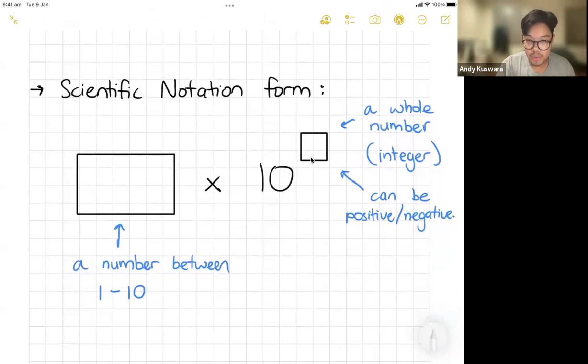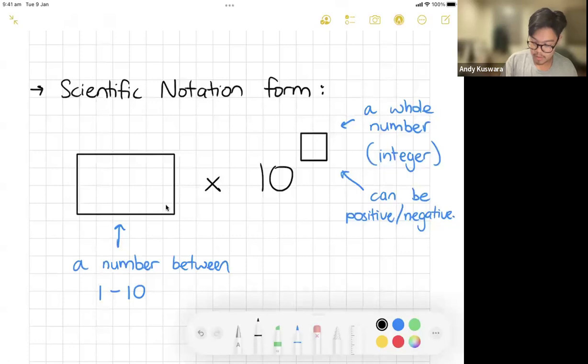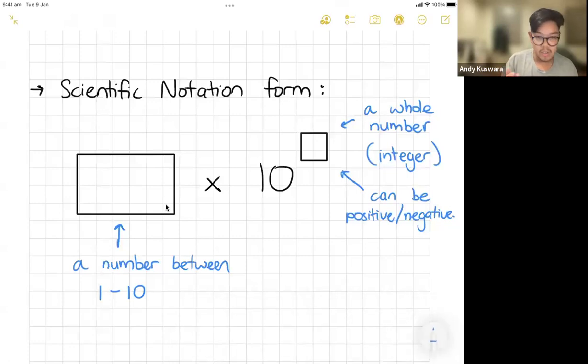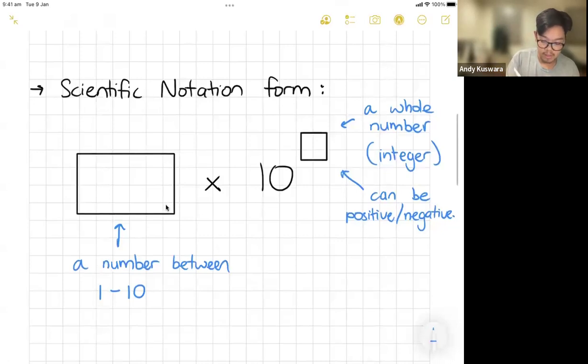Now the most important things to note about these two numbers: it's always got to be times 10 to the power of something. The number out the front just has to be a number between 1 and 10. You cannot have 20, you cannot have 0.5. It has to be something between 1 and 10. You can have decimals. Decimals are fine. But it has to be a number between 1 and 10.